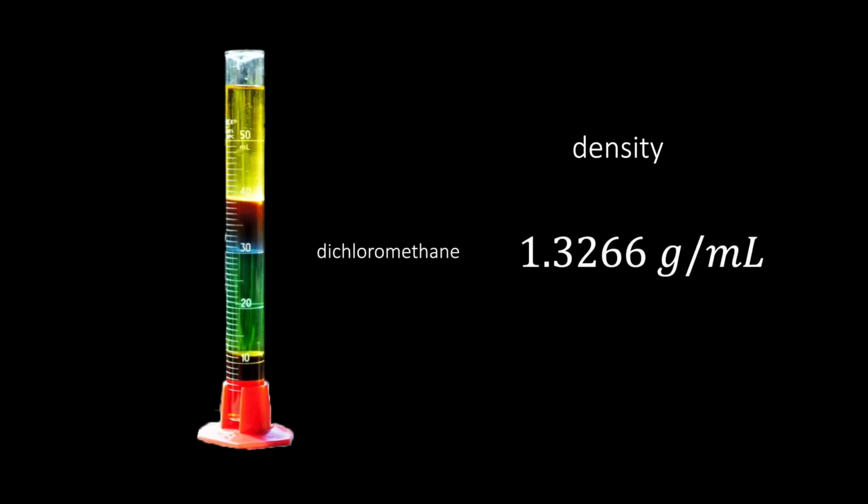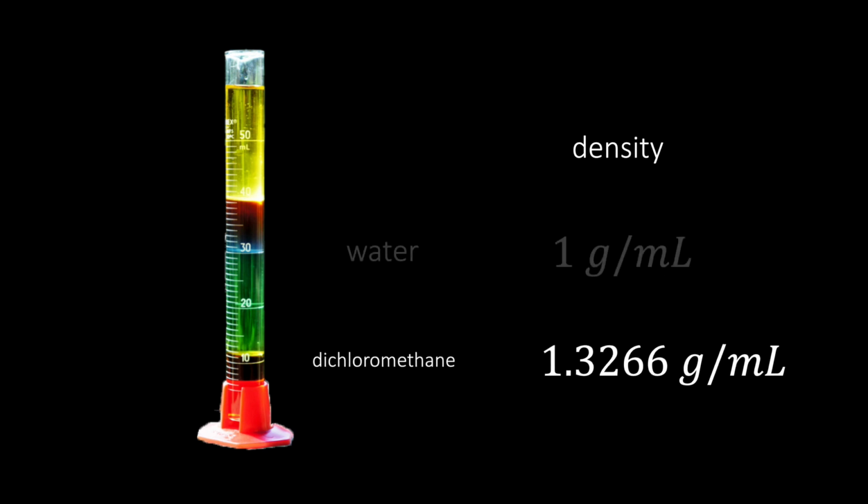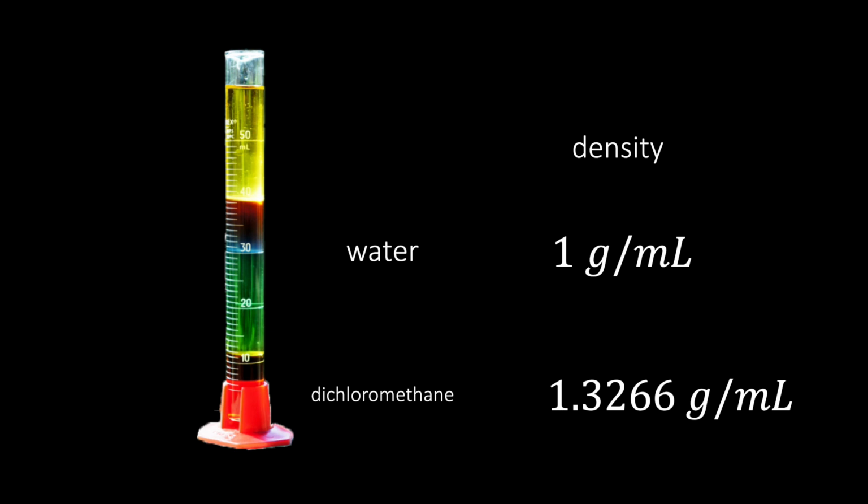1.3266 grams per milliliter. Compare that with the density of water, which is just 1 gram per milliliter. So if you put dichloromethane with water, because dichloromethane has a larger density, it will sink and form a separate layer below water.